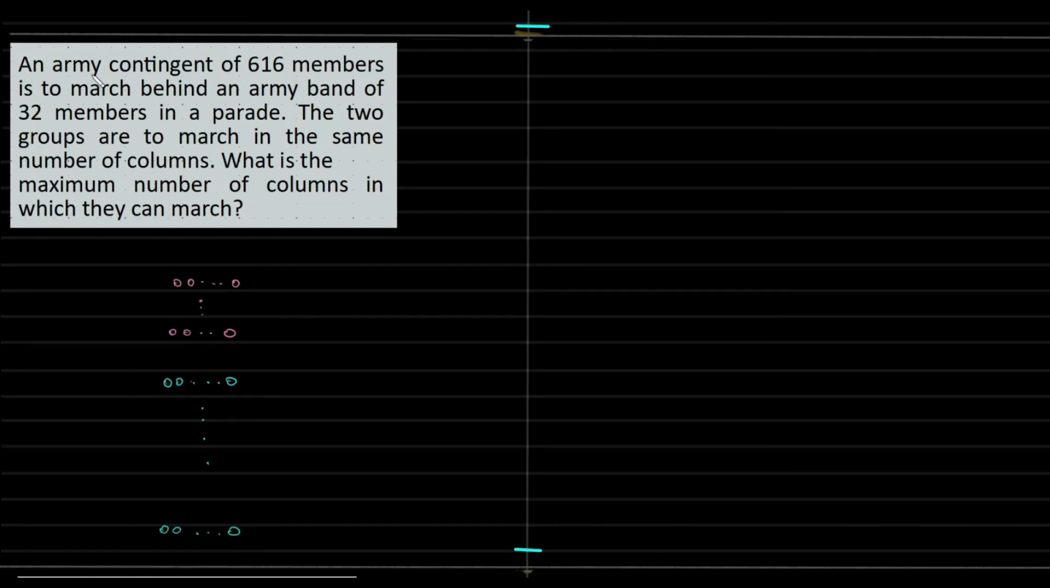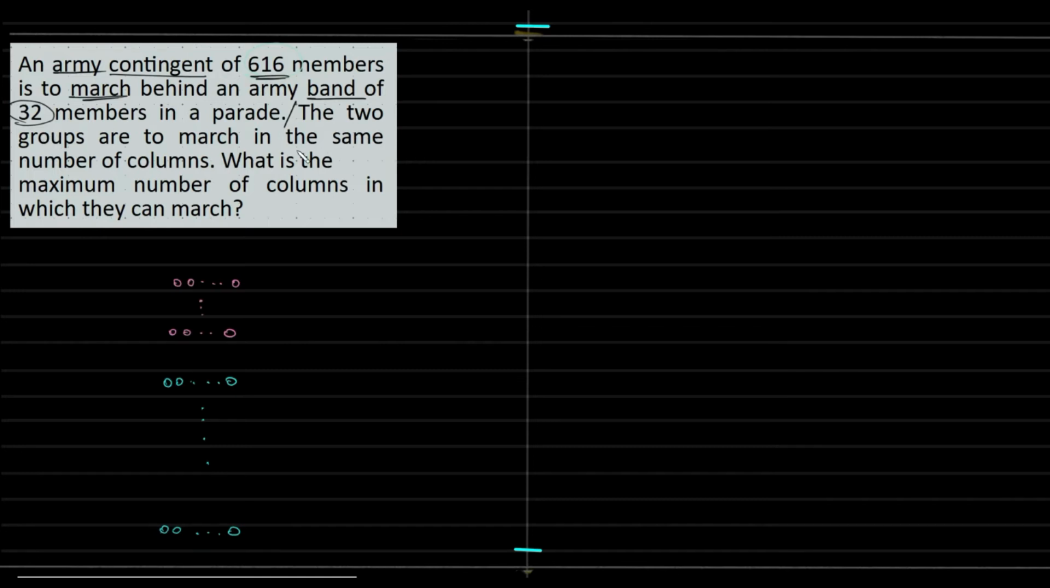So we're looking at a question about an army contingency. An army contingency of 616 members, a group of 616 members, is to march behind an army band. So the band and army contingency with 32 members are in the parade. Okay, the band has 32. Generally, it's a small group, right?